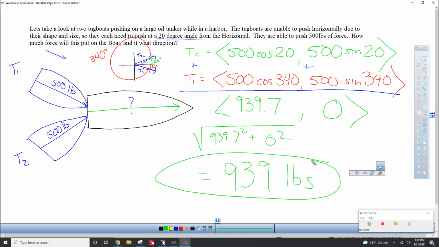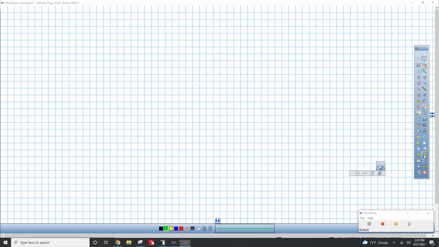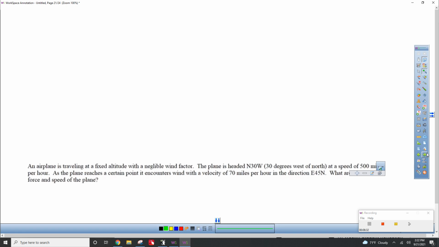Now you might be like, well, a boat weighs way more than 939 pounds. I know, but that's not how much force it takes to move the boat, because it's on water and there's this thing called friction, and water reduces it. So actually that would be enough probably to push a tanker. Tugboats are the bomb. You should look into them. Tugboat drivers make a ton of money, but they also have dangerous, or risky at least, jobs.